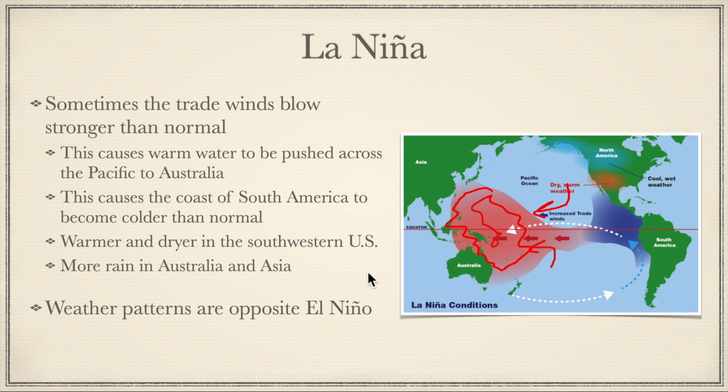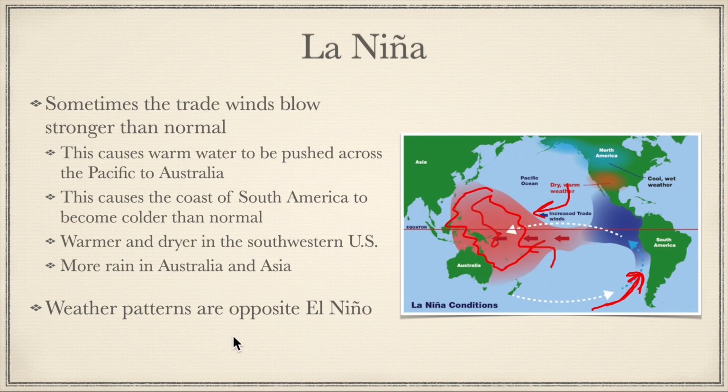So now we have this area where we've taken more warm water. And when that happens, you have more cold water coming up from Antarctica. So you end up with colder conditions along the coast of South America. You also end up with warmer and drier areas in the southwestern United States. So this can lead to drought conditions in the southwestern U.S. You also end up with more rain in Australia and Asia because you got all this warm water over here. That warm water causes water to evaporate. You end up with more humidity in the atmosphere. Warmer air can hold more moisture, so you end up with more rain.